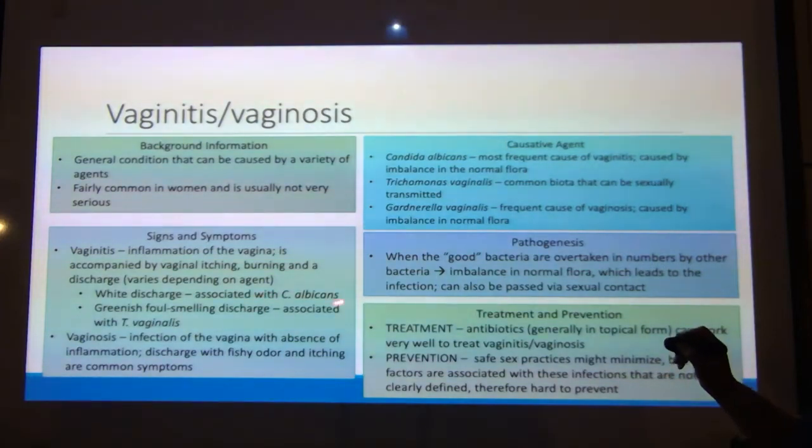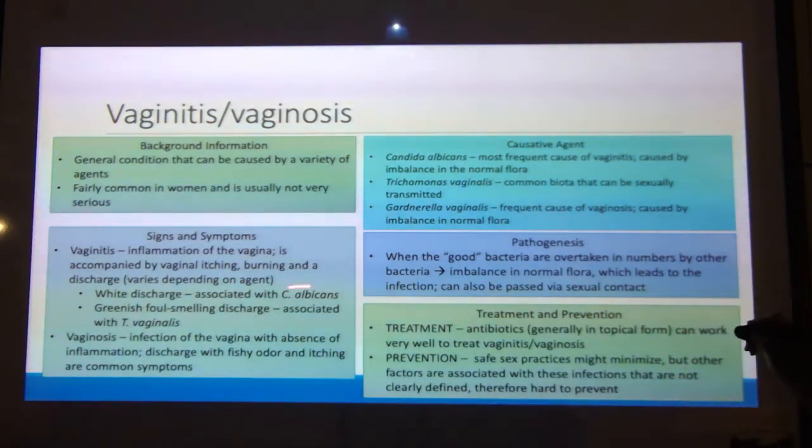If it's C. albicans, usually you'll have a white discharge. If it's T. vaginalis, then it's usually a greenish, foul-smelling discharge. Vaginosis is an infection of the vagina with the absence of inflammation. The discharge in this case usually has a fishy odor and itching. Those are the two common symptoms you see with vaginosis.